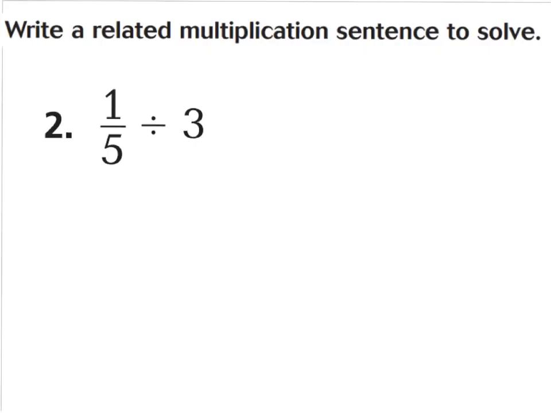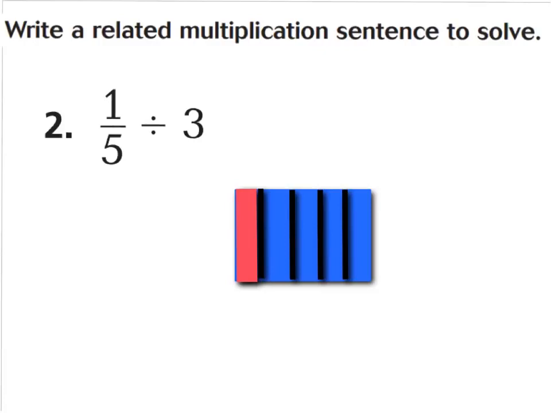Now let's take a look at question 2. It says 1/5 divided by 3. That's like saying if you had 1/5 of a whole and you want to share it with 3 people, what fraction would each person get of that one whole? Now in this model that you see here, I have 1/5 shaded in pink. Now if I were to divide this 1/5 into 3 parts, what would then be the answer of 1/5 divided by 3? Let's find out by dividing this 1/5 into 3 parts.